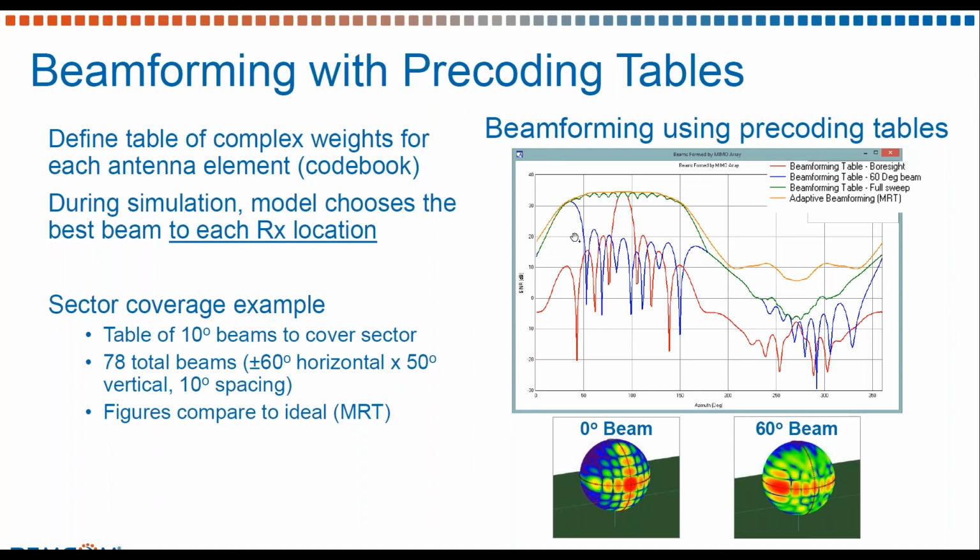Up here in the graph, we have a comparison of all of these, where the blue line is the 60-degree beam that we can see here. The red line is the 0-degree beam, which we can see aligned directly in the middle of the main boresight. And then green is a combination of all of these beams to give us the closest match that we can get to the actual MRT, which is in orange. So you can see that these two approaches compare quite closely, particularly in the main path of the array.